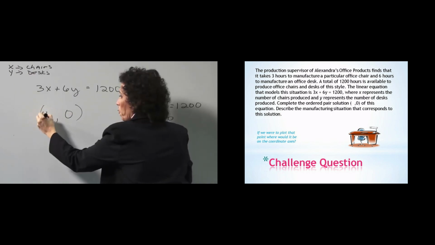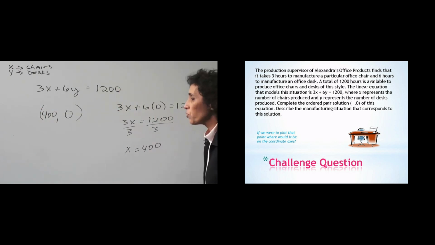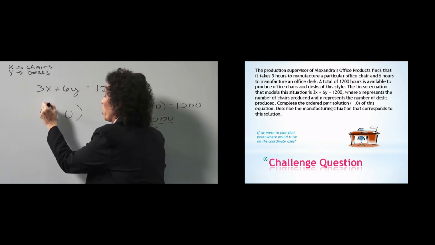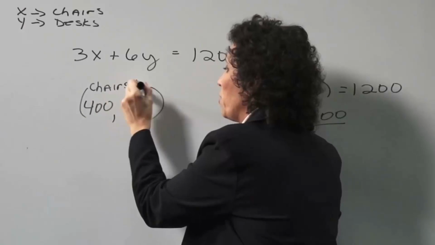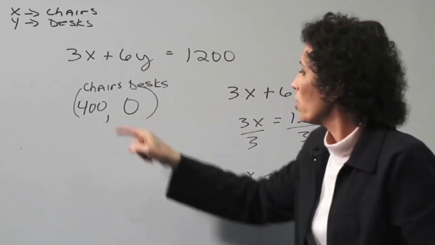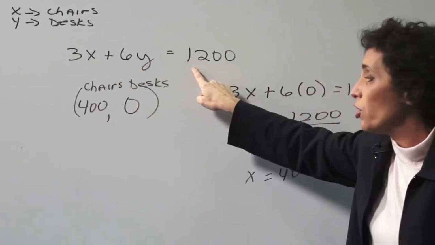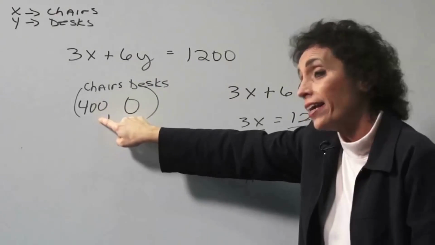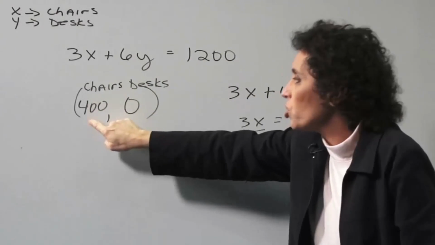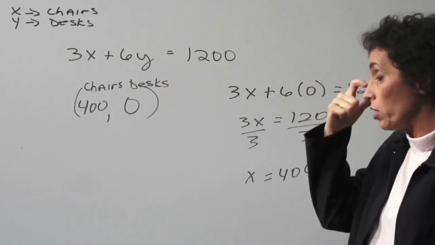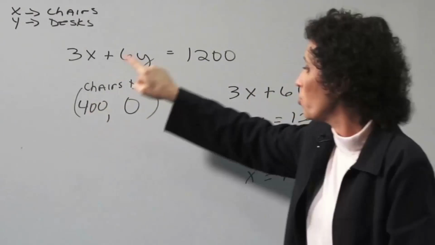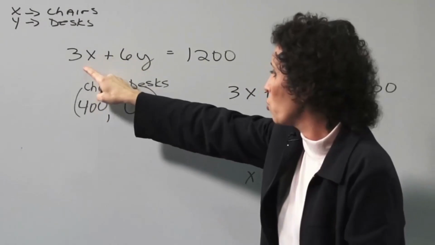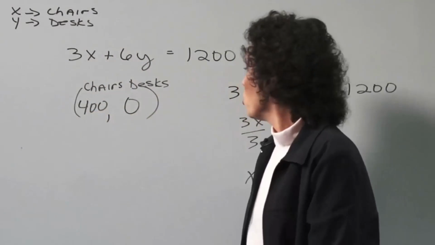Now here's what this represents. Remember, X is the chairs, so this is the chairs, and this is the desks. Remember, we have this constraint, 1,200 hours. In 1,200 hours, we can make 400 chairs and 0 desks. That makes sense, because it takes 3 hours to do a chair, and 3 times 400 is 1,200. So that's what that says.